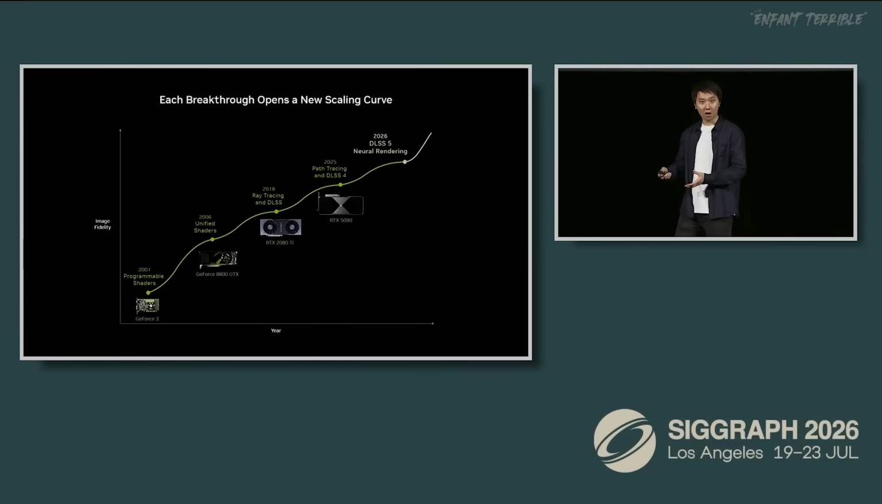And it's also worth calling out that even though we're at the curve of path tracing right now, every one of the curves previous to that is still alive. We're still riding all of them. And DLSS 5 is the same. It extends existing pipelines. It does not replace them.